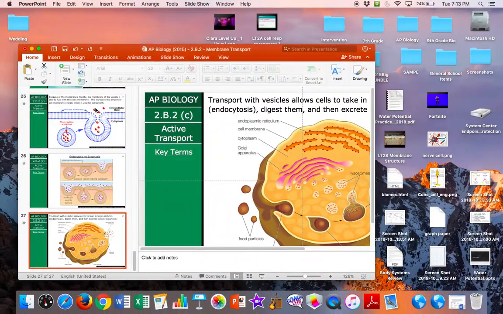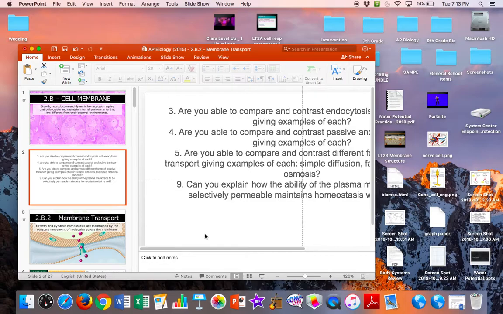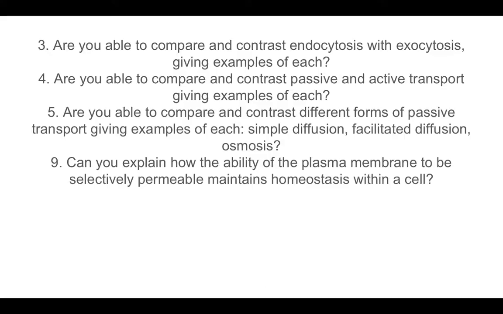So just as a review here, go back up to these. Make sure we got them all answered. Compare and contrast endocytosis and exocytosis: bringing things into the cell, taking things out of the cell. Passive and active transport we covered: simple diffusion, facilitated diffusion, and osmosis. And then can you explain the ability of the plasma membrane to be selectively permeable, which maintains homeostasis.